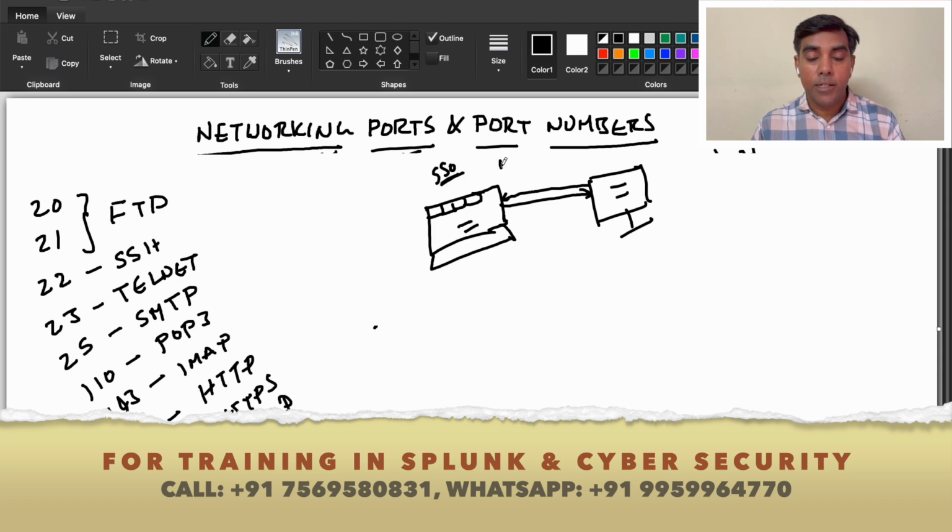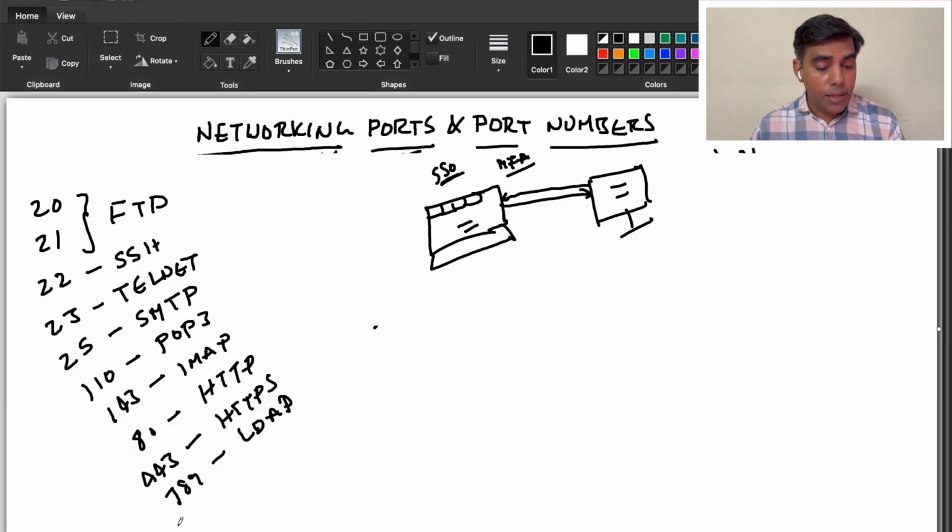The opposite to this one is MFA, multi-factor authentication, which is different. So like that we can access things with SSO. And again we have 3389 as a port number. This is for RDP, the Remote Desktop Protocol.